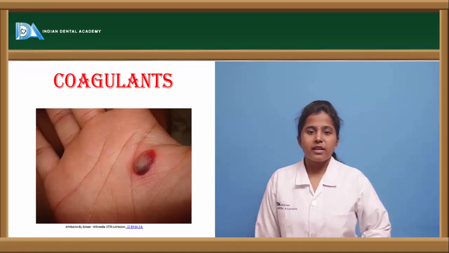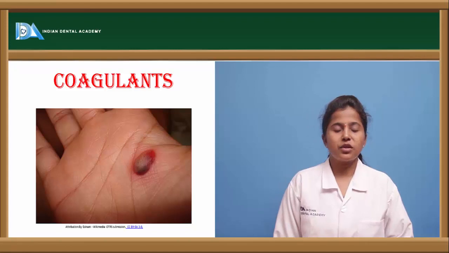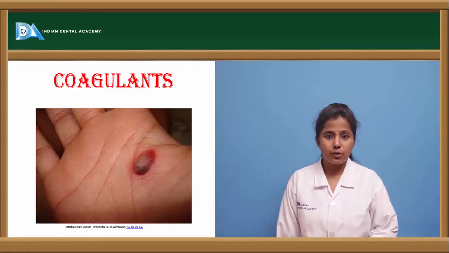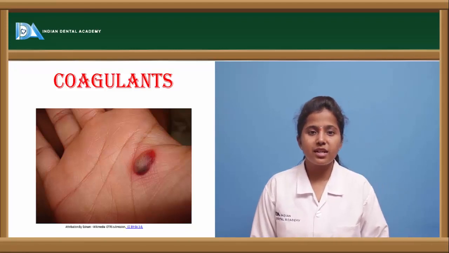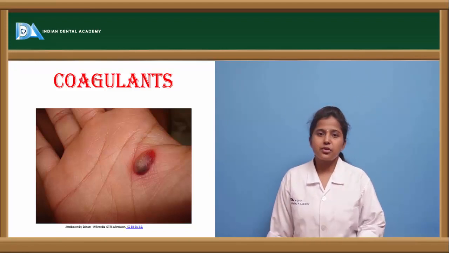The other topic which is related to blood is coagulants. What are coagulants? What is the classification of coagulants? What is the mechanism of action of these coagulants? Therapeutic uses and adverse effects will be discussed in today's class. So what are these coagulants?